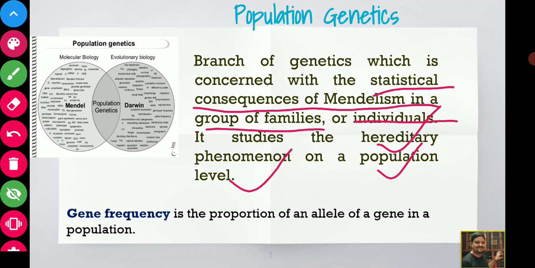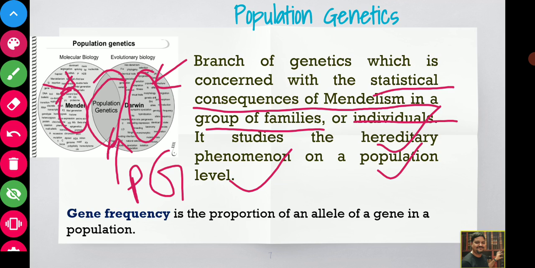If you see here in this diagram, we know that Darwin has given evolutionary biology and Mendel has laid the foundation of molecular biology. The place where these two join together, that is the beginning of population genetics. That is the beginning of population genetics. That means evolution in terms of inheritance. Evolution in terms of inheritance.